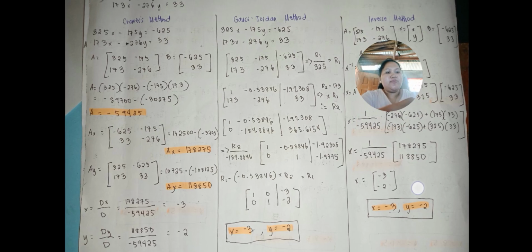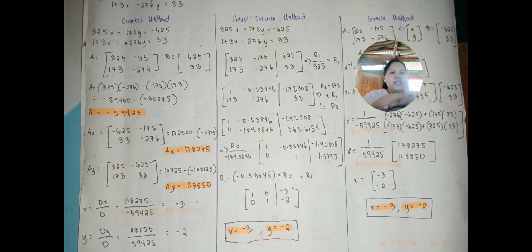Let us proceed with the Gauss-Jordan method. Write the augmented matrix. After that, we make row 1, column 1 into 1. So, row 1 divided by 325 is equal to 1. Copy the column to row 2 and also column 1, row 2.